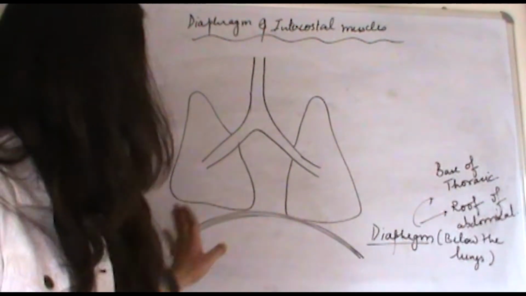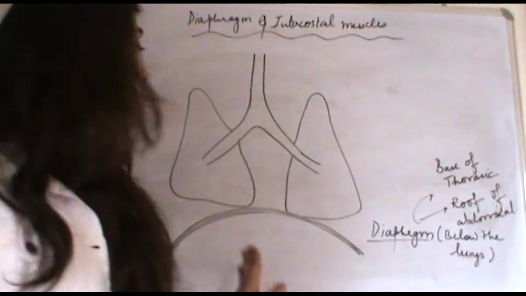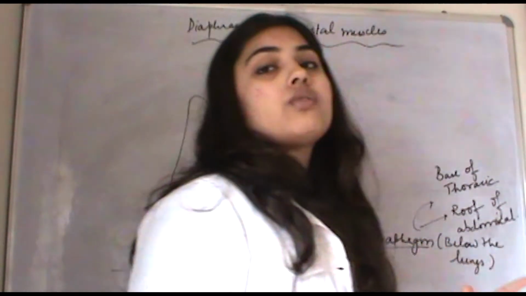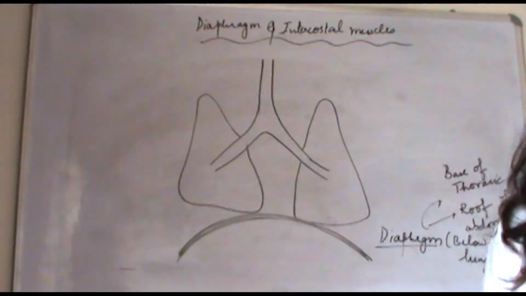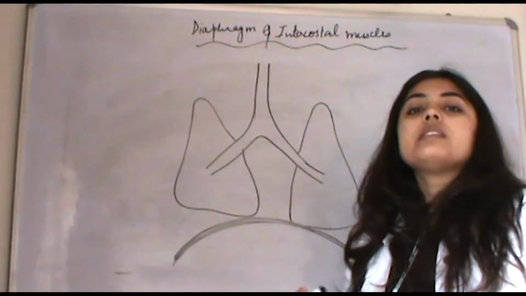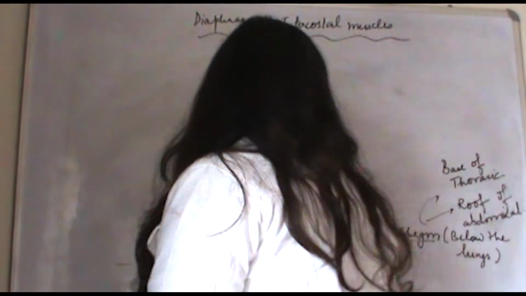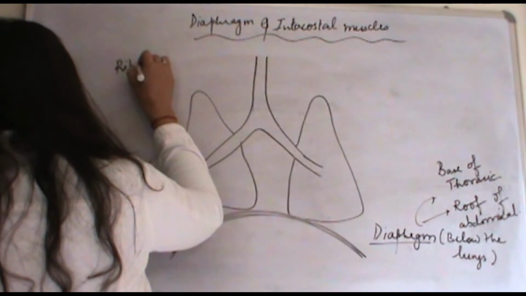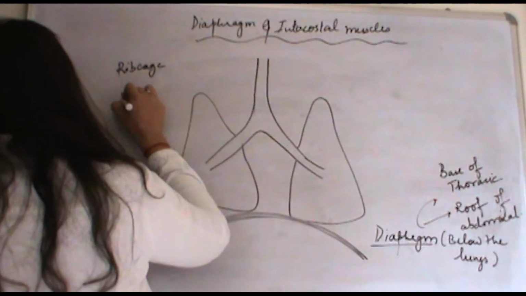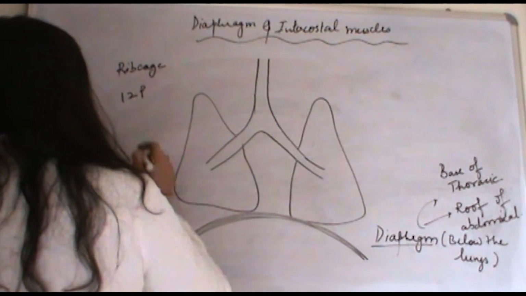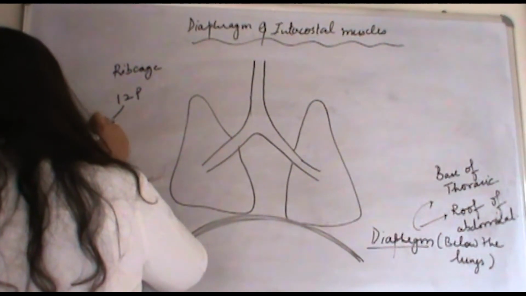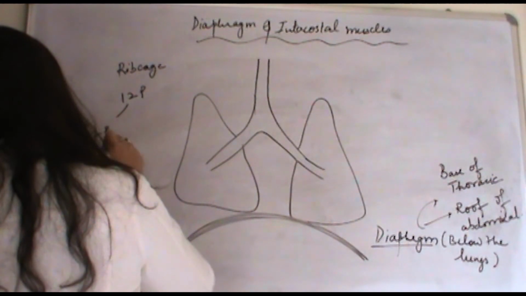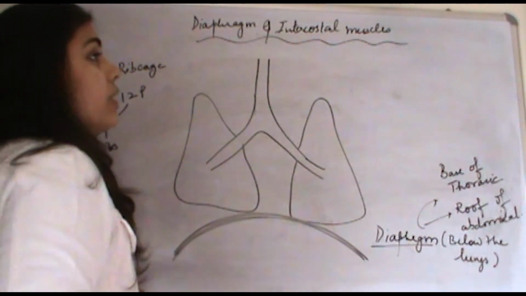Now diaphragm is a dome-shaped muscle which is present just below the lungs, and it helps in the expansion and contraction, or increasing or decreasing the pressure and the space inside the thoracic cavity. Now let's talk about the rib cage. Your rib cage has 12 pairs of bones, out of which the first 7 pairs are known as true ribs. Why are they called true ribs?